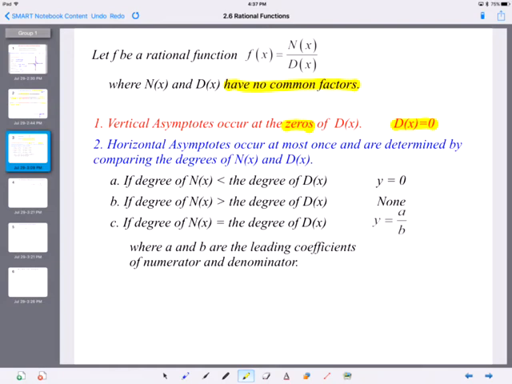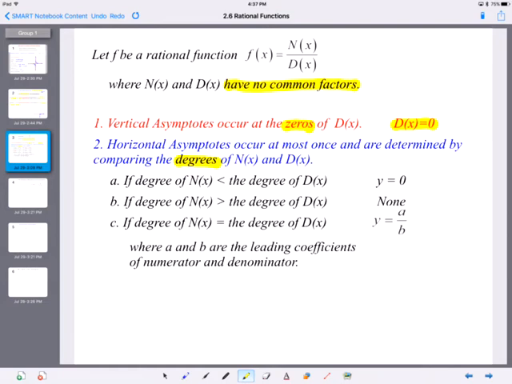Horizontal asymptotes, there's a little bit more to this, and you might remember some of this from Algebra 2. Horizontal asymptotes occur at most once. Okay, so we're not going to have two horizontal asymptotes, and are determined by comparing the degrees of the numerator and denominator. Remember, the degrees are the highest exponents of the polynomial.